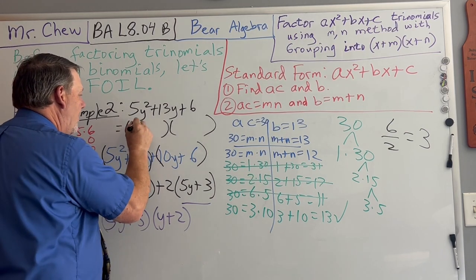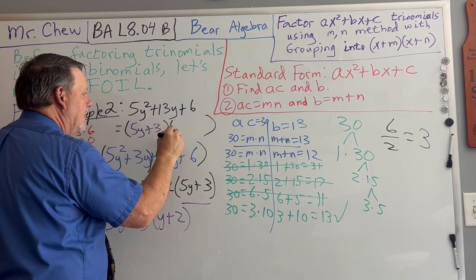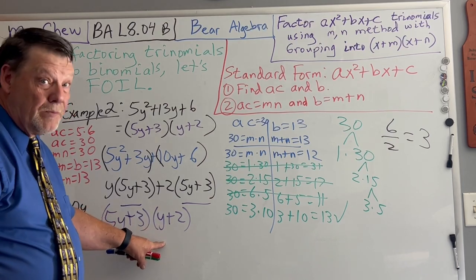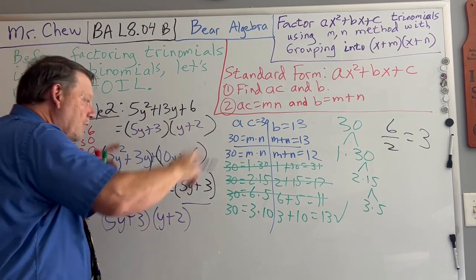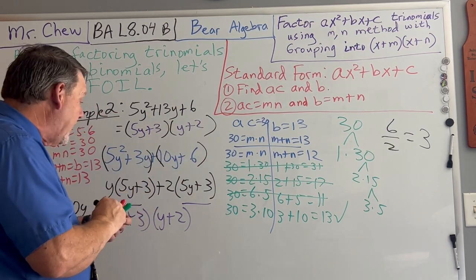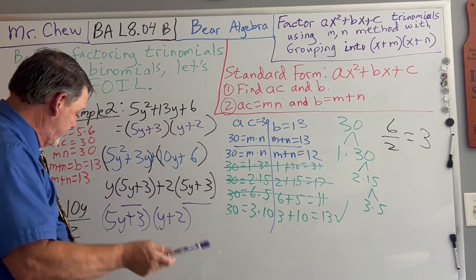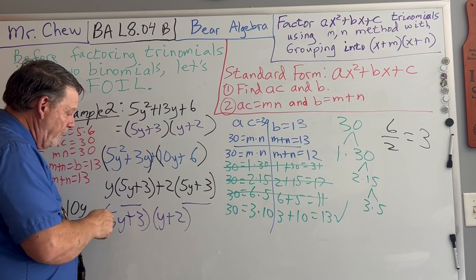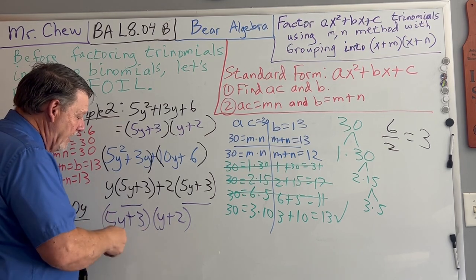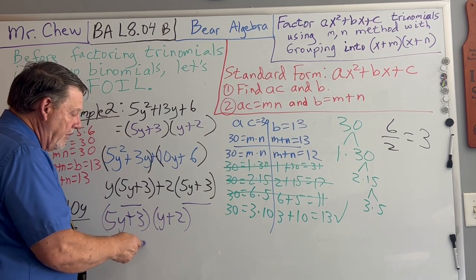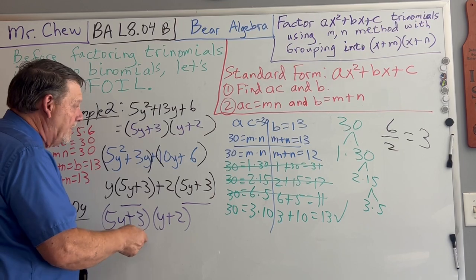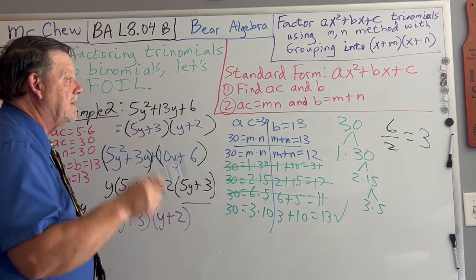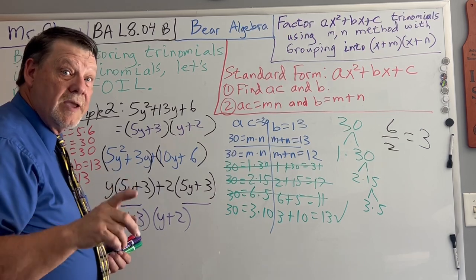So I have my 5y plus 3 and y plus 2. Could I have had y plus 2 times 5y plus 3? Yes. It just means you flipped your m and n around. And that's okay, because you're going to get the same thing when you FOIL it. Let's try it. 5y times y is 5y squared. There's my first. My outer, 5y times 2 is 10y. My inner, 3 times y is 3y. 10y plus 3y is 13y. And then 3 times 2 is 6, and it means I did it right. So there was example 2.